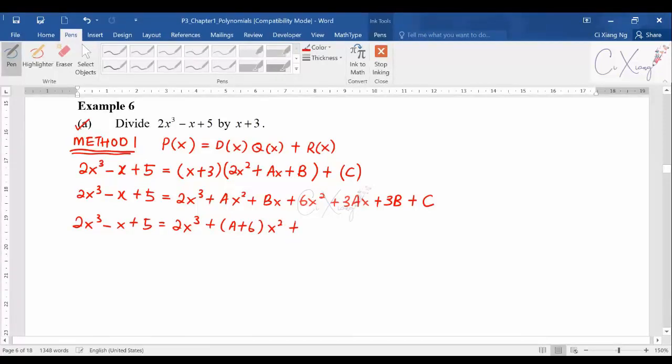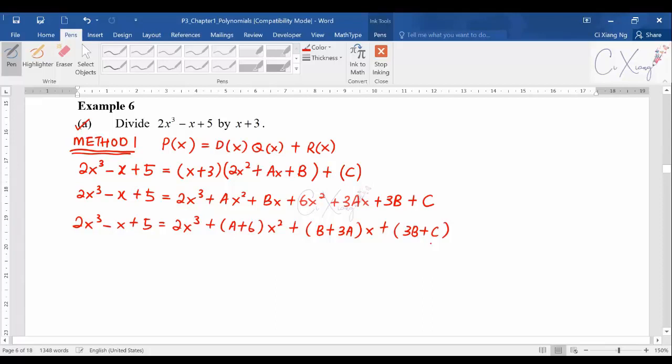Okay, then after that, I collect all the x power 1 together. So this is bx and also 8x, 3ax. So I group them together, it will become b plus 3a, then bracket with x. Then the last term, I'm going to group all the constants together. So the constant is 3b plus c.